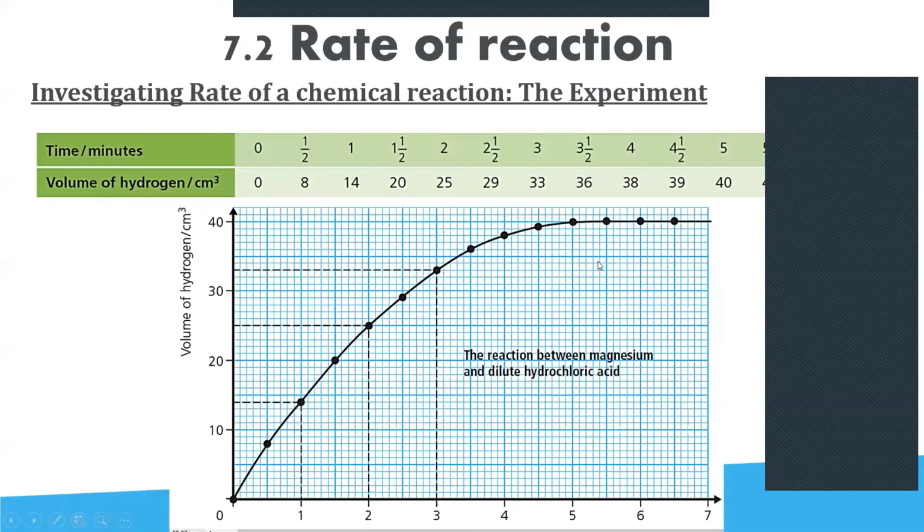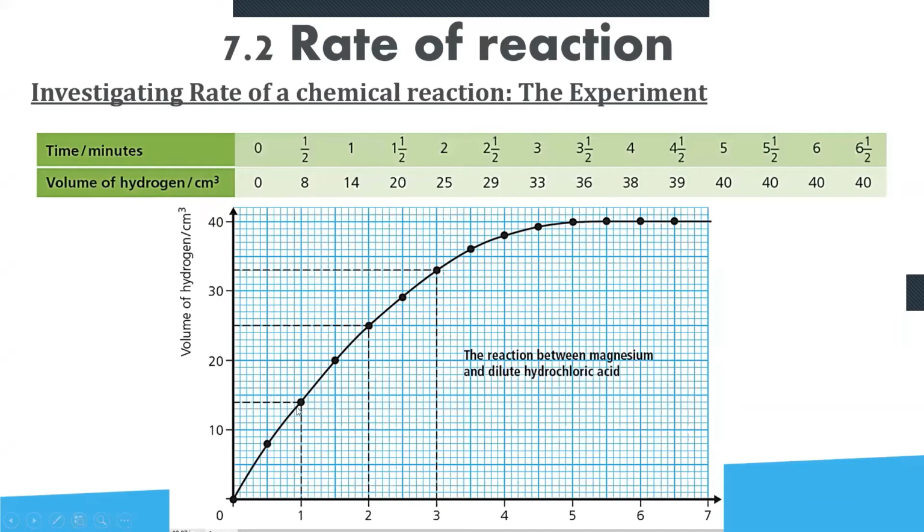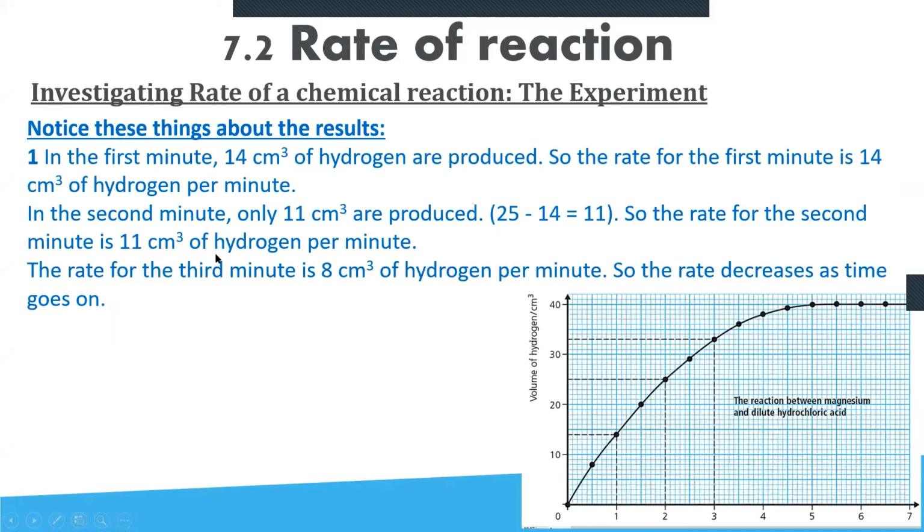Then, we can see a curve that increases, and then after some time it gets flattened. It gets horizontal. We have to check what the meaning of this is. So when we talk about rate of reaction, how can we find the rate of reaction? By using this curve. As you can see, in the first minute, 14 centimeter cube of hydrogen is produced. So the rate of the first minute is 14 centimeter cube. That means rate is how much volume per minute or per second. In this case, it is per minute. Okay.